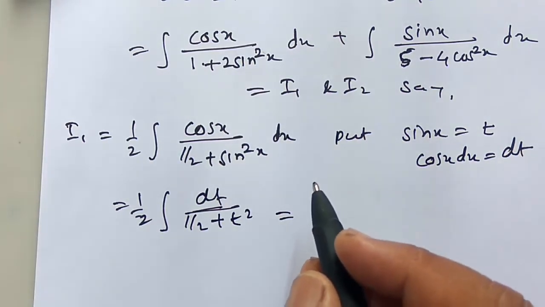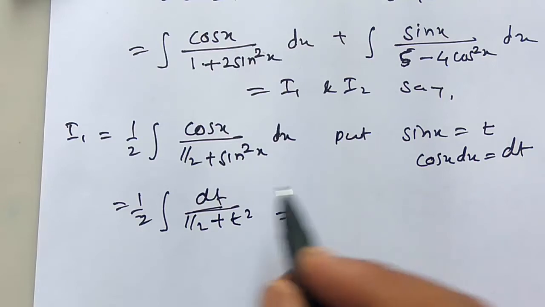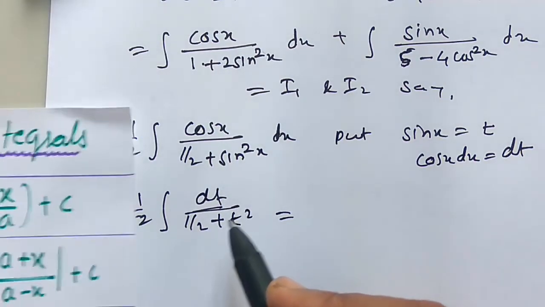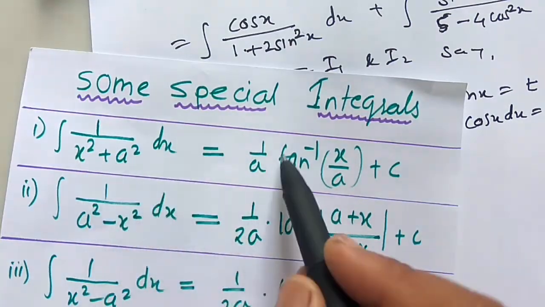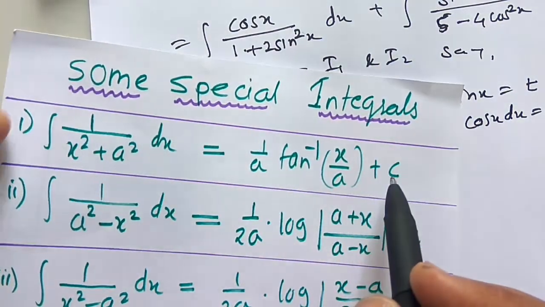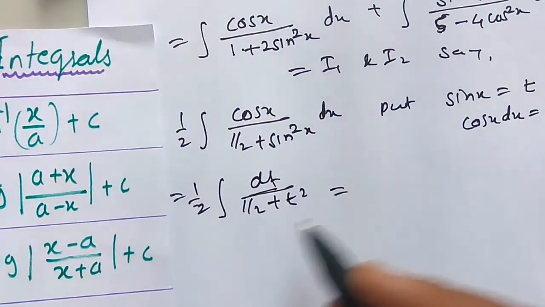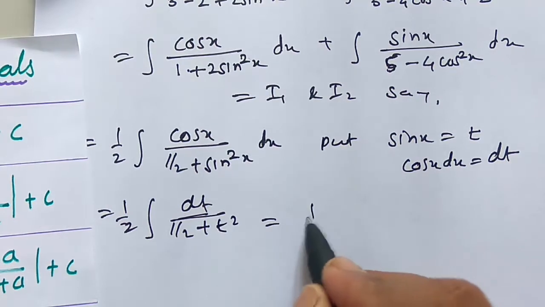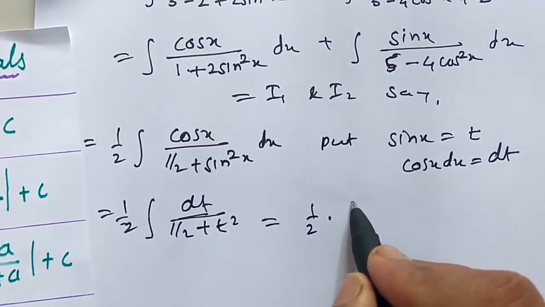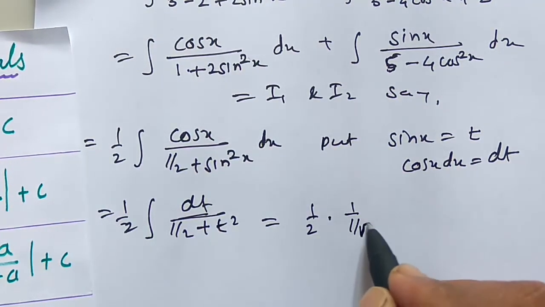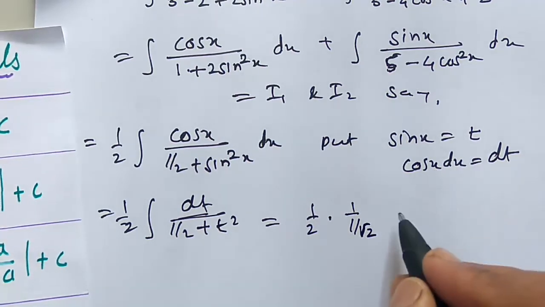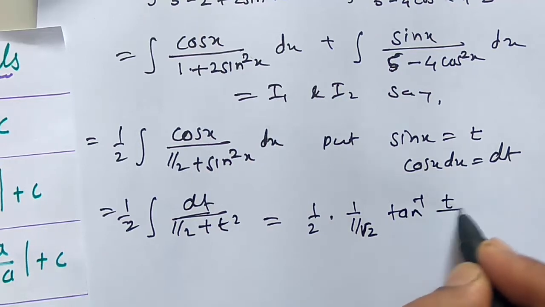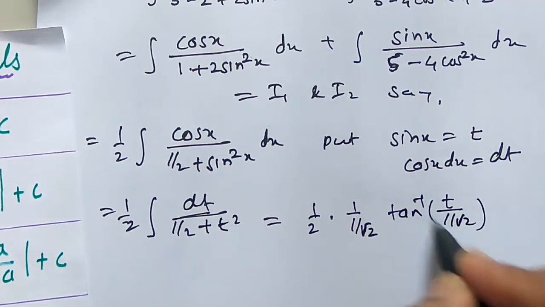We know that integration of 1 upon a square plus x square dx is 1 upon a tan inverse of x upon a plus c. Using this formula, a is equal to 1 upon under root 2, and therefore 1 half into 1 upon under root 2 tan inverse of t upon 1 upon under root 2.